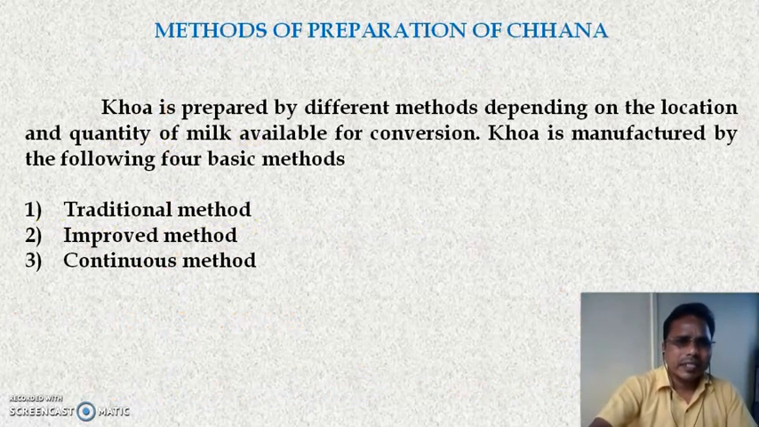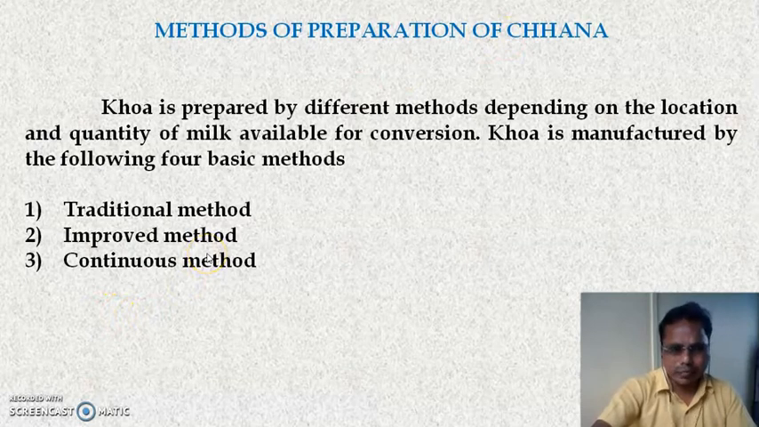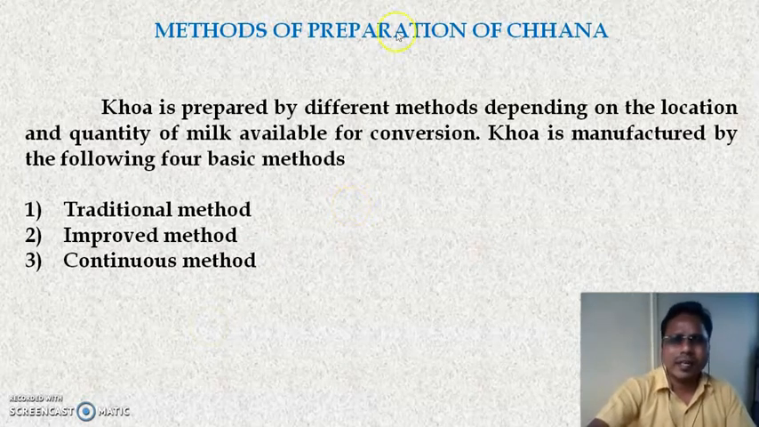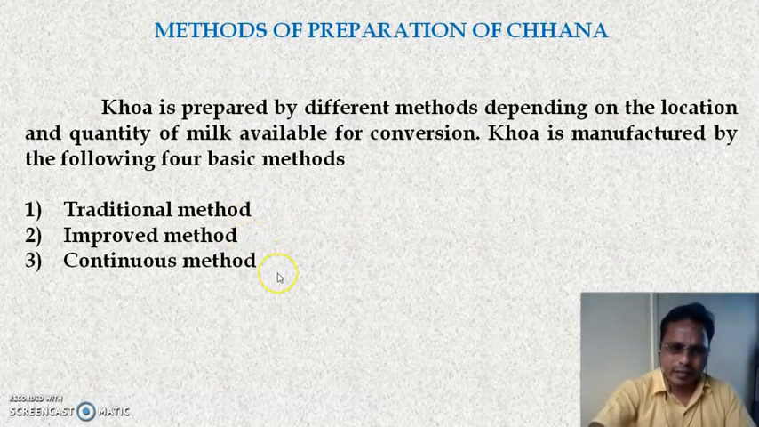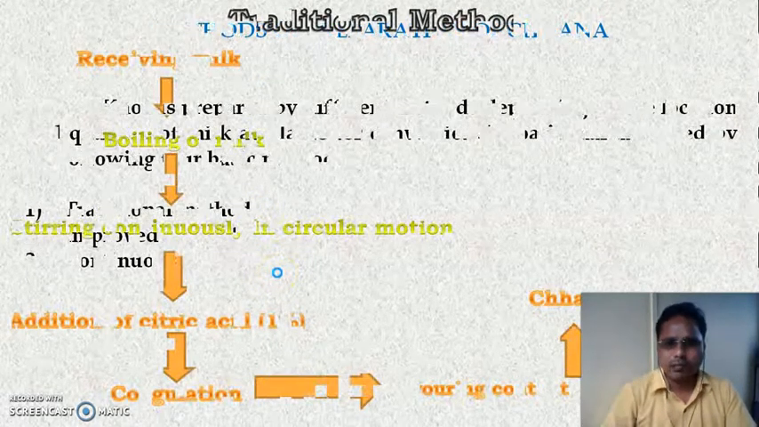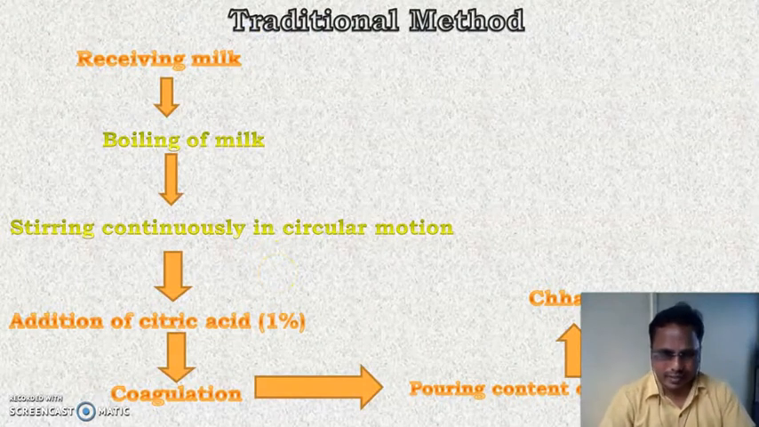These are the three different methods of channa preparation: traditional method, improved method, and continuous method. As we have seen in the khoa making, there are also 4 different methods. Here in channa making also 3 different methods are there: the traditional method, the improved method, and the continuous method. Let's see them one by one in detail.